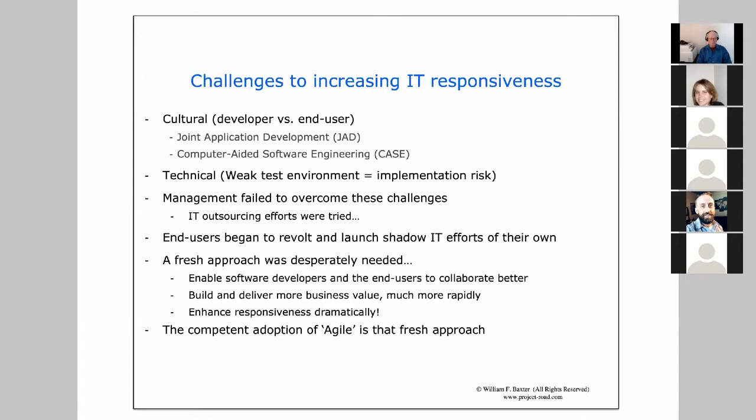And so with all this going on, a fresh approach was desperately needed, and the software developers and end users needed to find a way to collaborate better and build business value together much more efficiently, successfully, rapidly, cost effectively, and improve their responsiveness. And Agile turned out to be the perfect solution for that, for much software development. So much so, it's just remarkable. So, as I say, it has its place, but it needs to be kept in its place.